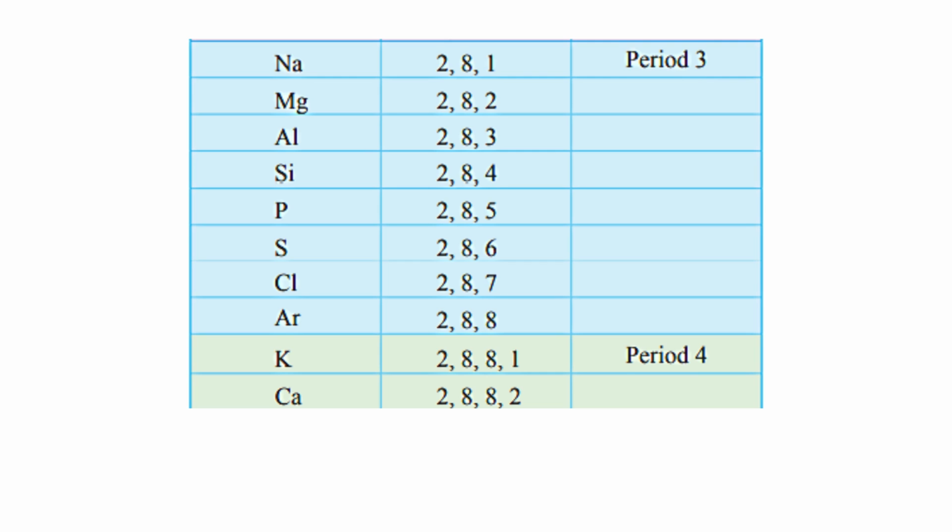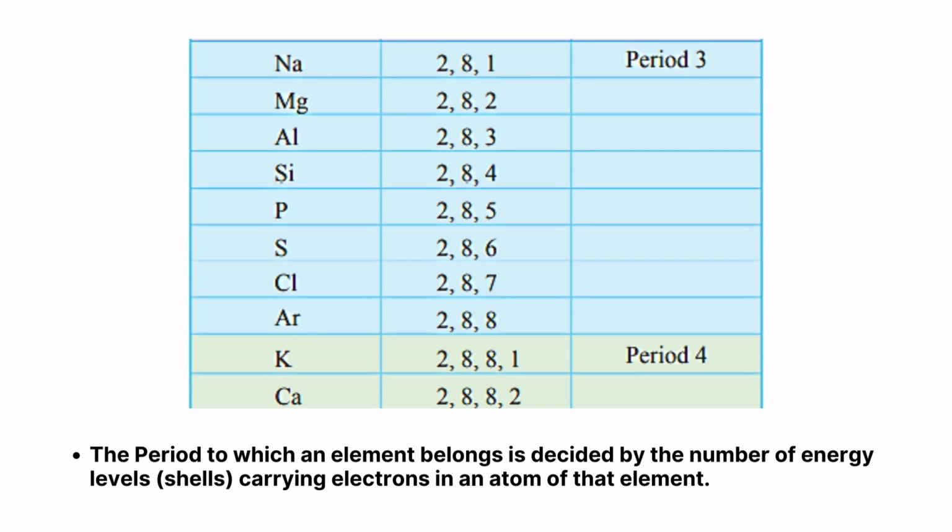Now you might be wondering why we say only the first, second, third and 4th. But we are only looking at the first 20 elements. So we are using only the first 4 energy levels, but there are more than 4 energy levels. Now you have understood how the elements are arranged into different periods depending on the number of energy levels that contain electrons. We can say the period to which an element belongs is equal to the number of shells that contain electrons. That is the relationship between the period number and the number of shells, and that is how we arrange elements into periods.